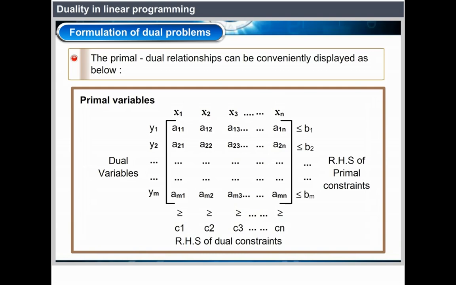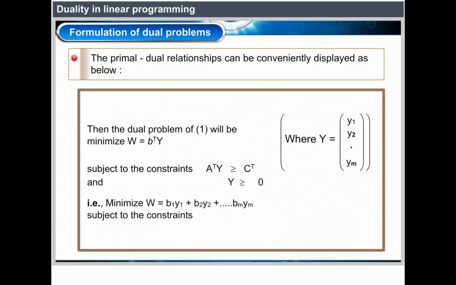And at the end, it has been written greater than or equal to C1, then greater than or equal to C2, then greater than or equal to C3, etc. greater than or equal to Cn, the right hand side of the dual constraints. And then B1, B2, Bm are called the right hand side of the primal constraints.